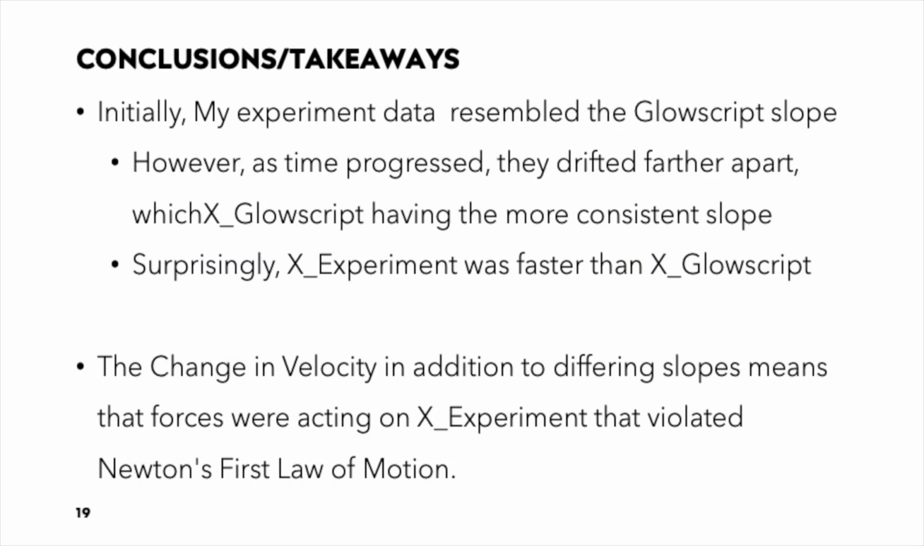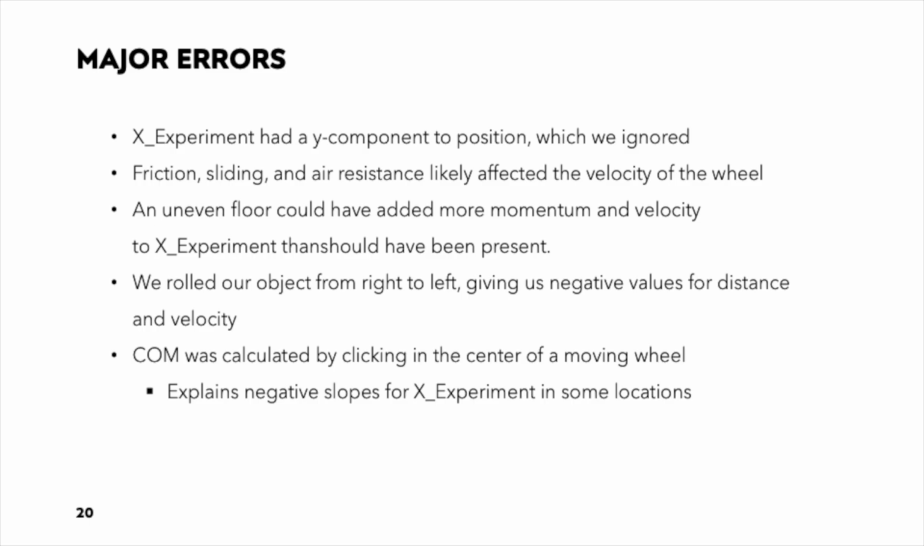A big conclusion from this experiment is that as time went on, my experiment data became less consistent with the GlowScript data. This is likely due to external forces affecting my experiment, which changed the velocity and differed the slope in comparison to the GlowScript data. Some major errors in my experiment are that we did not consider the Y component of my experiment at all, which was ignored. External forces like friction, sliding, and air resistance that likely affected the velocity of the wheel were also not calculated. An uneven floor also could have added more momentum to my experiment, hence explaining the higher values.